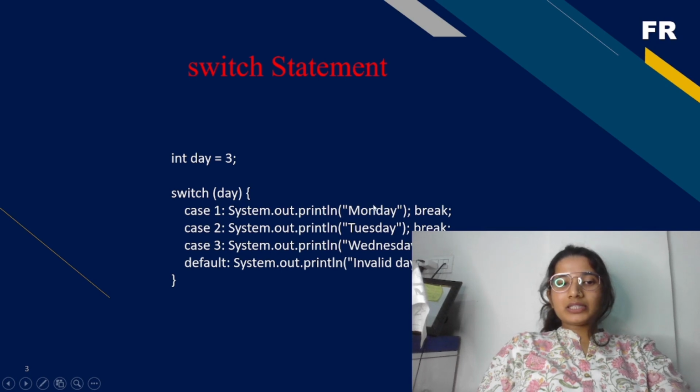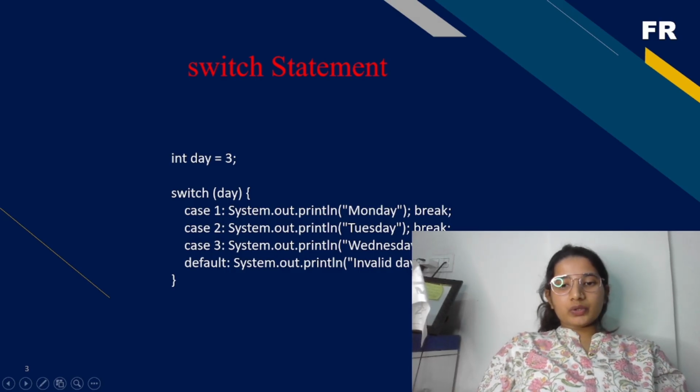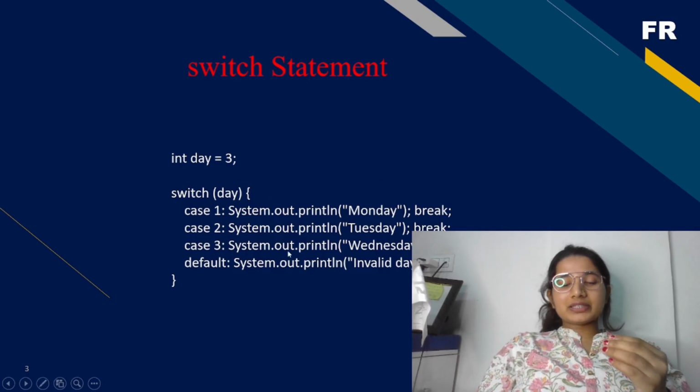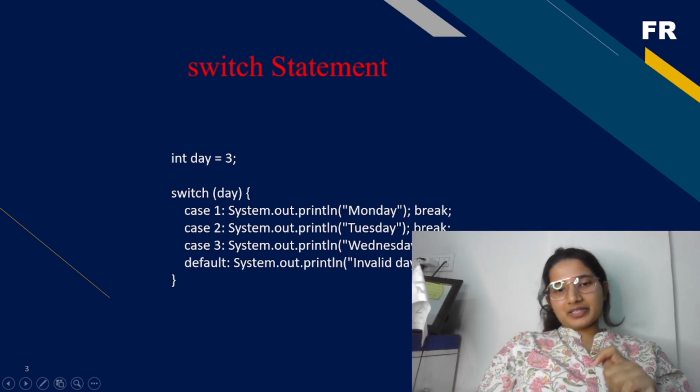System.out.println Monday, then break. Okay, my condition is not satisfied. Next one is case 2, System.out.println Tuesday. So this is also not satisfying my condition, so break. Case 3, System.out.println it's Wednesday, so my condition is satisfied, then I don't want more. If you want, you can write case 4 Thursday, Friday, Saturday, Sunday also.